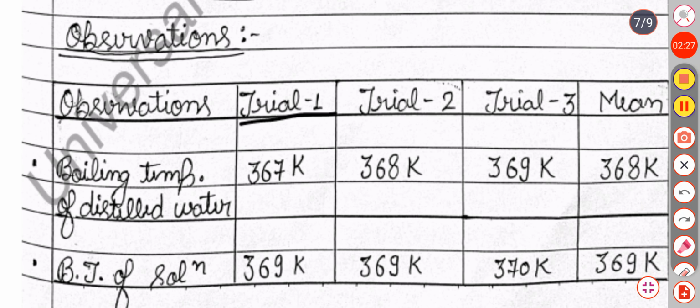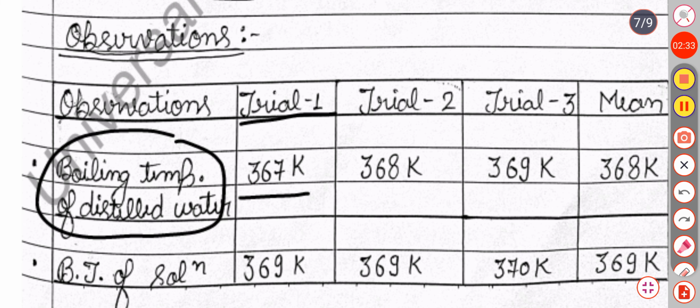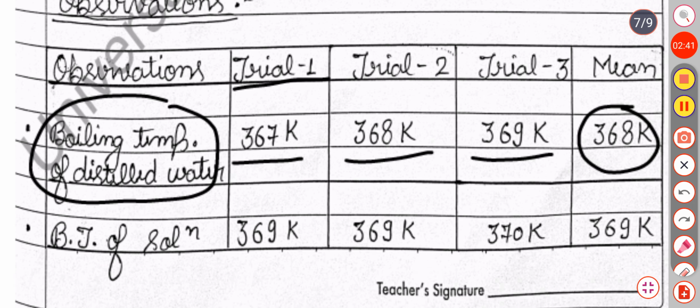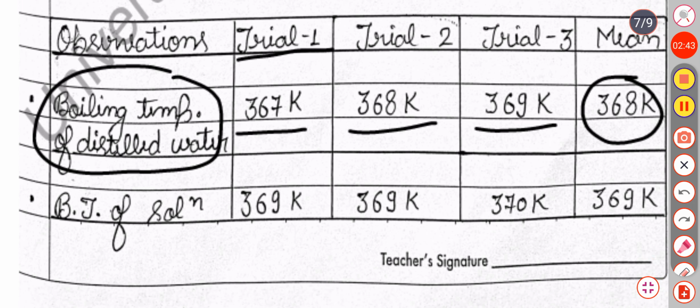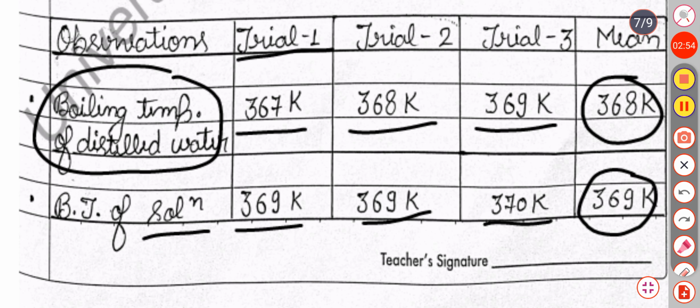In trial first, the boiling temperature of distilled water was 367 Kelvin. In trial 2 it was 368. In trial 3 it was 369. So mean value is 368 Kelvin. And boiling temperature of solution in the first trial was 369 Kelvin, in second trial 369 and 370 Kelvin in third trial. So mean value was 369 Kelvin.